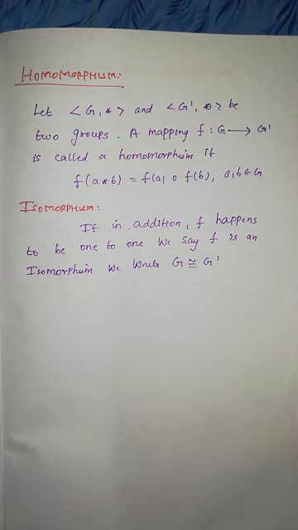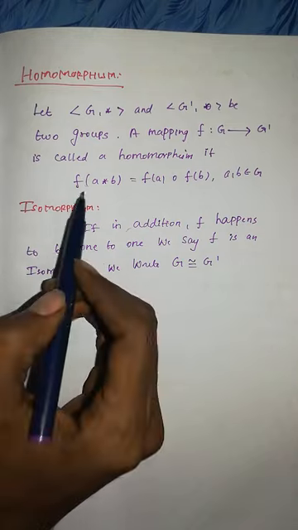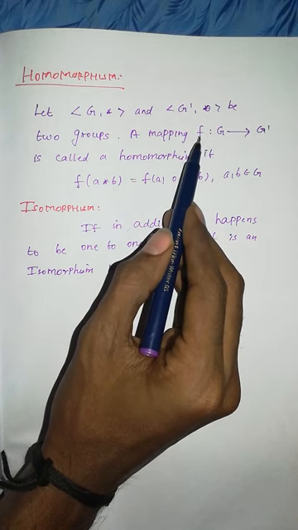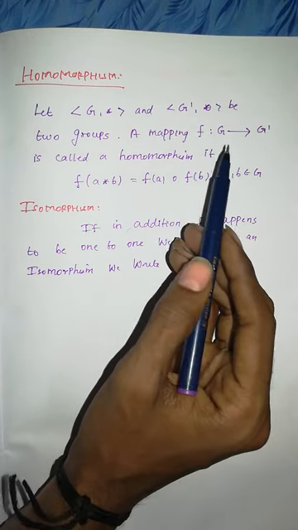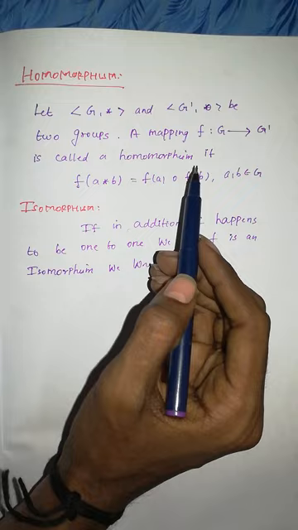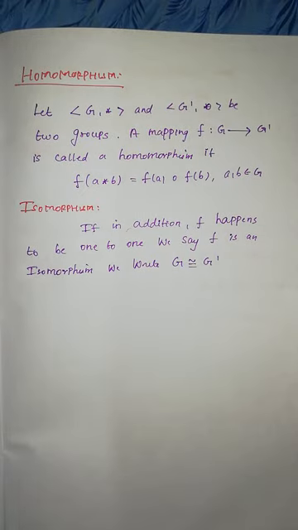Now what is meant by isomorphism? If that function f happens to be 1 to 1, then that homomorphism becomes an isomorphism. So this is what is meant by homomorphisms and isomorphisms.